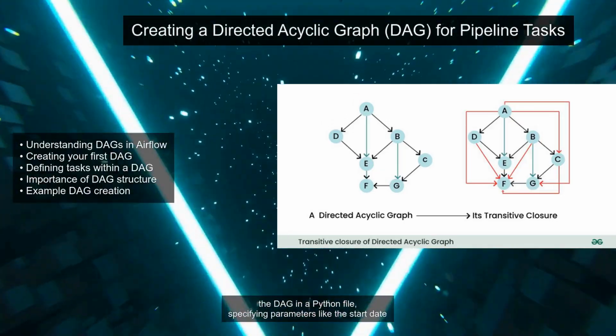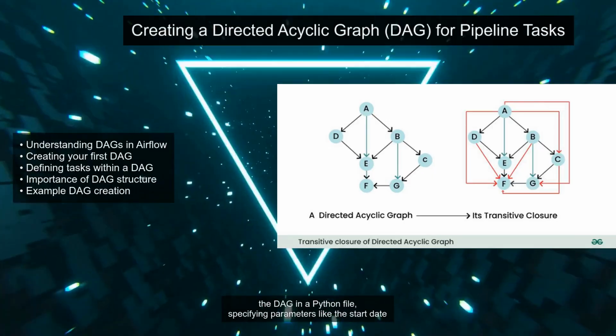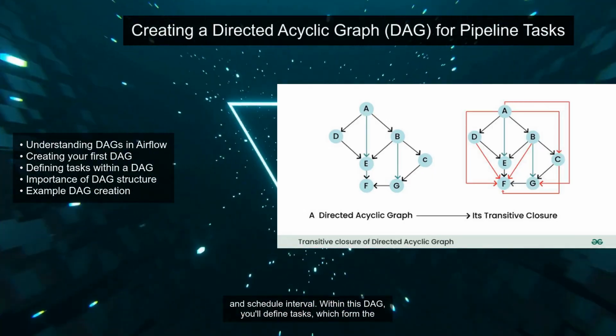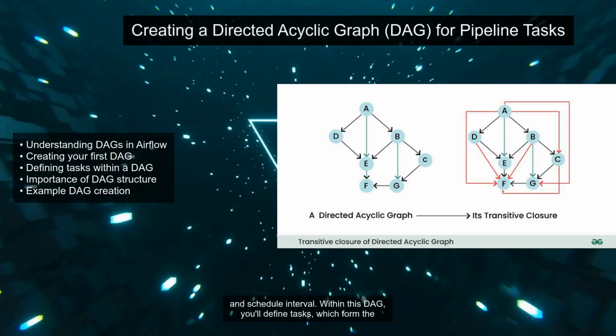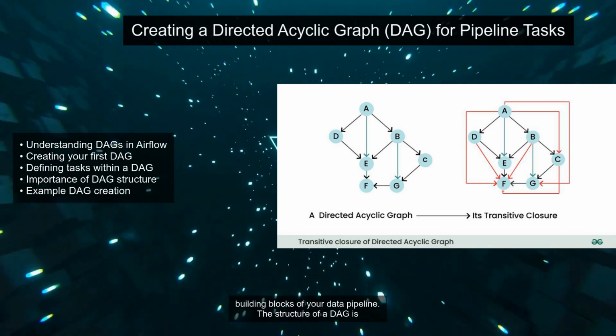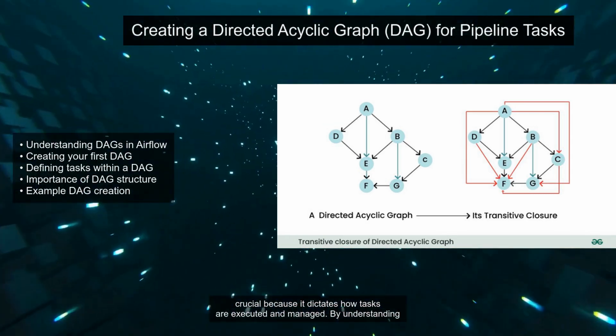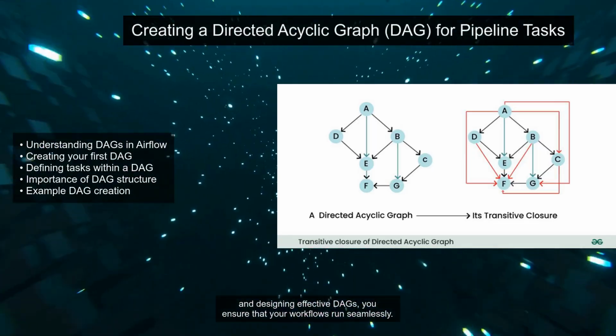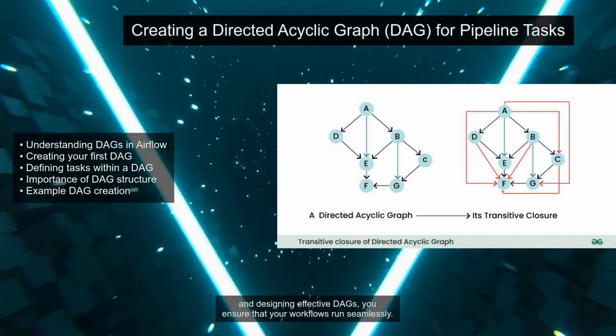Begin by defining the DAG in a Python file, specifying parameters like the start date and schedule interval. Within this DAG, you'll define tasks, which form the building blocks of your data pipeline. The structure of a DAG is crucial because it dictates how tasks are executed and managed. By understanding and designing effective DAGs, you ensure that your workflows run seamlessly.